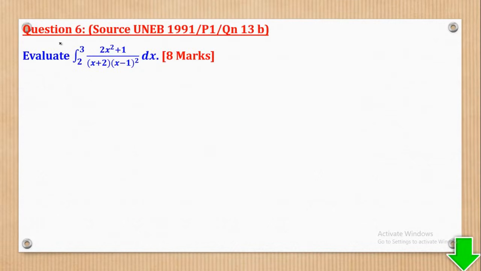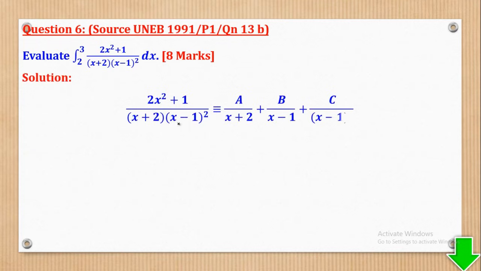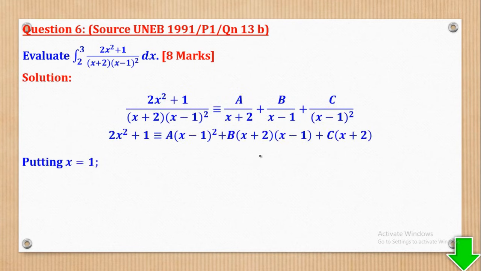So now we shall go to question 6, which came from UNEB 1991, paper 1, question 13b, and says, evaluate this, and it has 8 marks. So still we shall first express in two partial fractions. This is power 2, so I'll first begin with power 1, followed by power 2, and stop there. Then extract out the numerators. And choose any of the two methods.